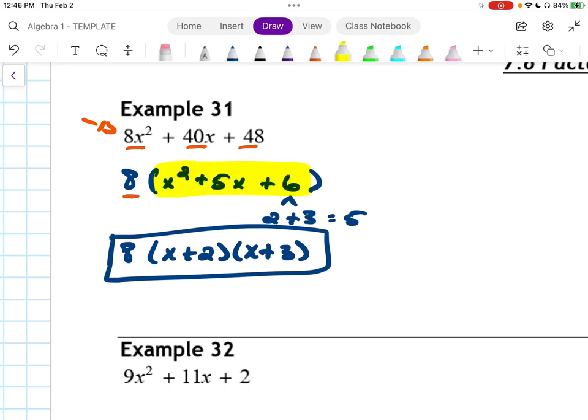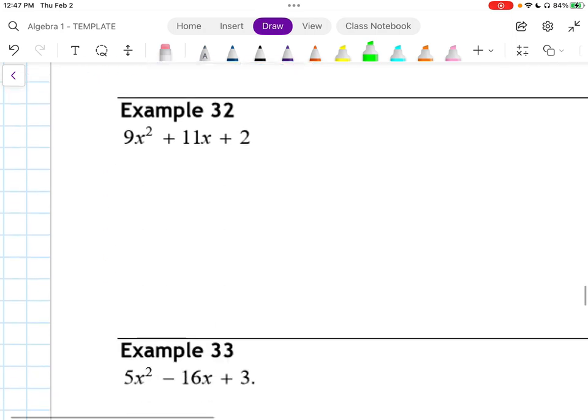And now I'm left with this, and that looks a whole lot like a problem that we did in the previous section. The 6 breaks apart to be a 2 and a 3, and then we can break this apart. The 8 stays up front, and then we have our x plus 2 and our x plus 3, and that's our answer there. If that happens, that's awesome. You factored at the very beginning, you factored something out of everything, and then you factored our trinomial, and you got a nice answer. That's a good answer.